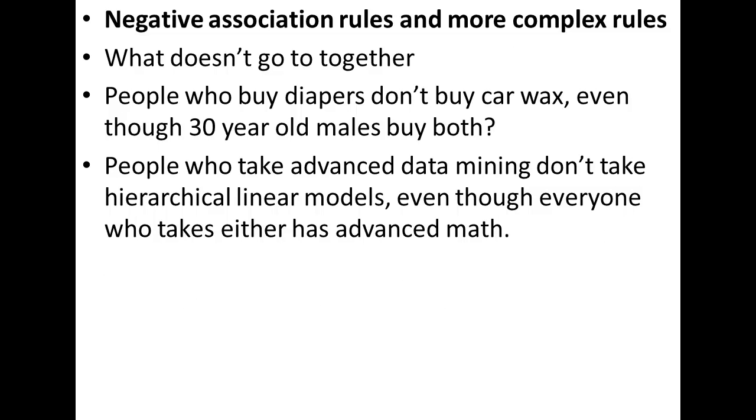Now, furthermore, there are negative association rules and more complex rules that are really interesting. For instance, negative association rules tell us what doesn't go together. So how do we model that? A rule might say people who buy diapers don't buy car wax, even though 30-year-old males buy both. So there you have the negation. How do you model into your data that the car wax isn't bought there? And that is also a more complex rule, even though 30-year-old males buy both.